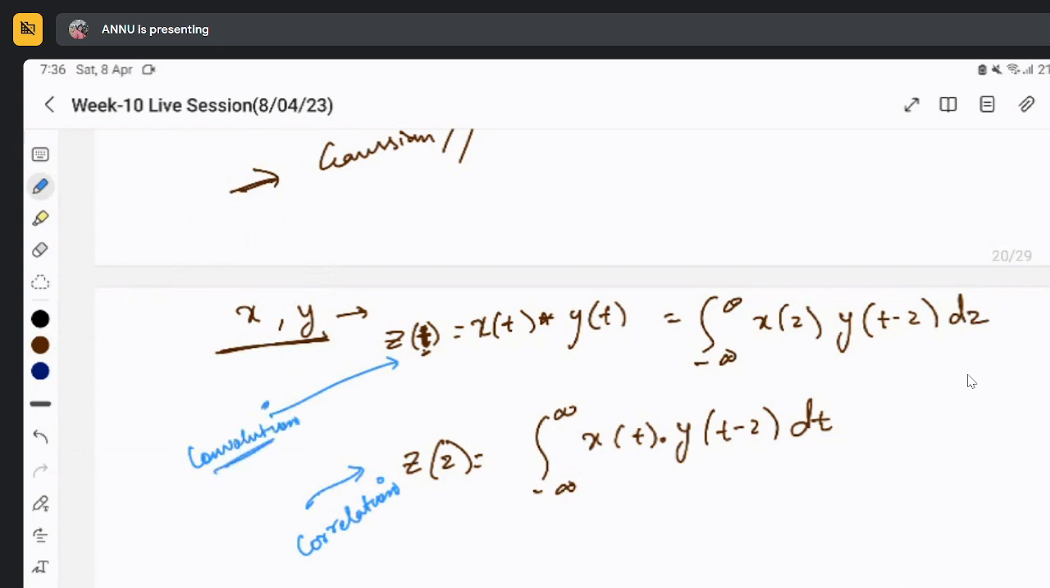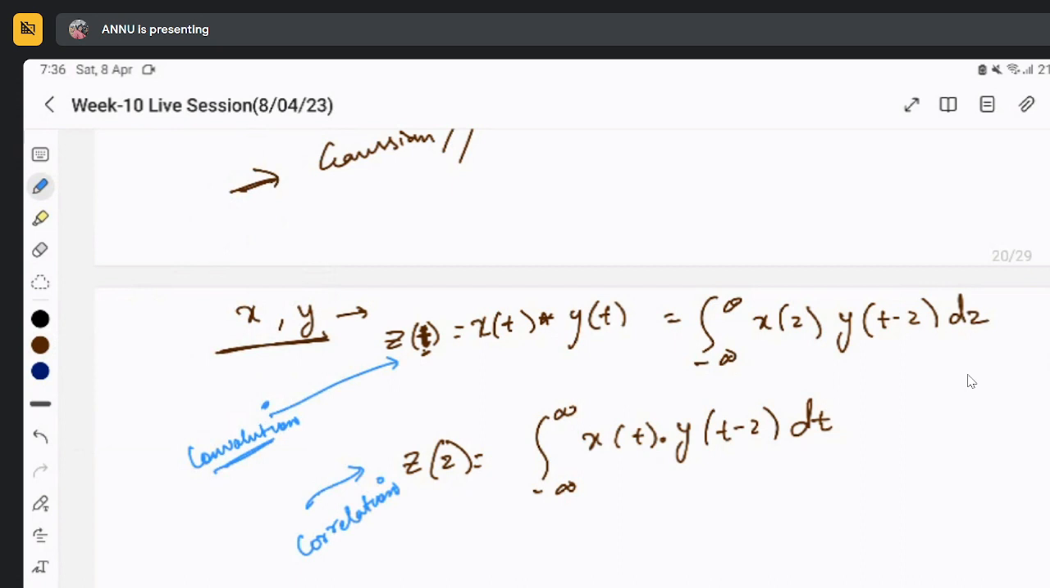Ma'am, the mathematical expression is almost the same except that this variable is different. Yes, it looks interesting now. So in communication, the output of that LTI system is in the time domain, t only.